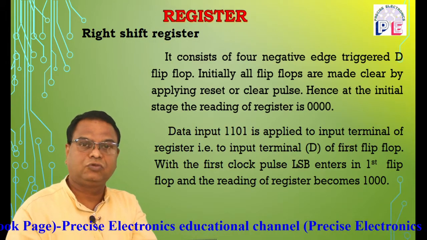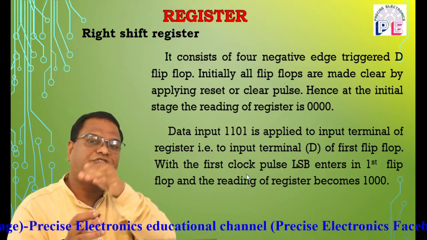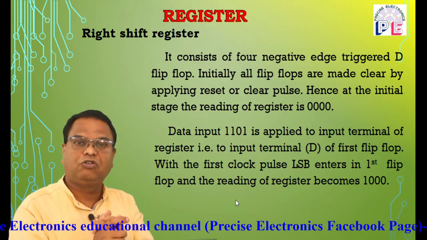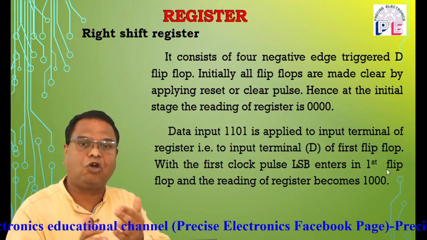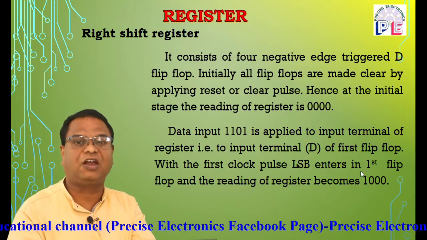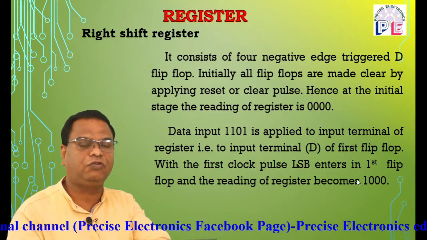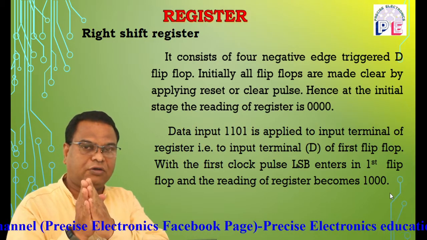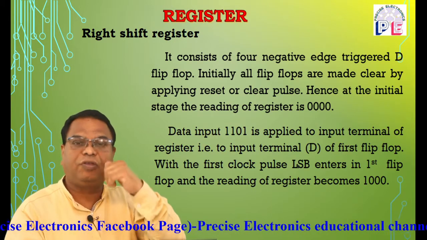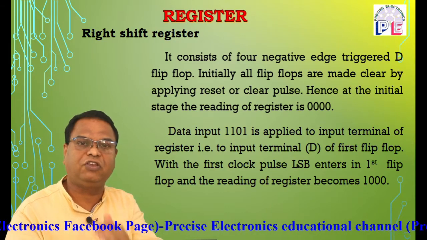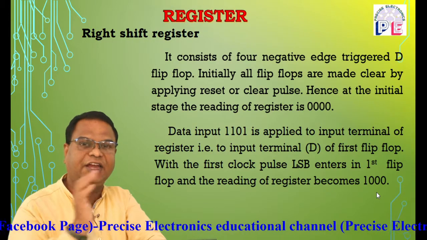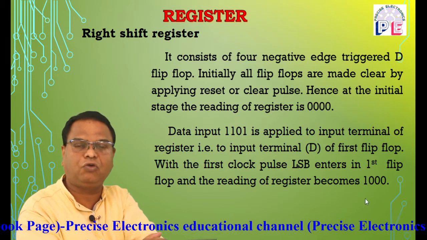flip-flop, while the bit stored in the first flip-flop is shifted into the second, the bit stored in the second is shifted into the third, and so on. So at the end of the first clock pulse, the bits stored in the flip-flops in the register are now 1 0 0 0. The 1, that LSB, is shifted into the first flip-flop, so the bit stored in the first flip-flop is high, that is 1. In the next flip-flop it is 0, next 0 and 0. So the output of the register at the end of the first clock pulse is 1 0 0 0.